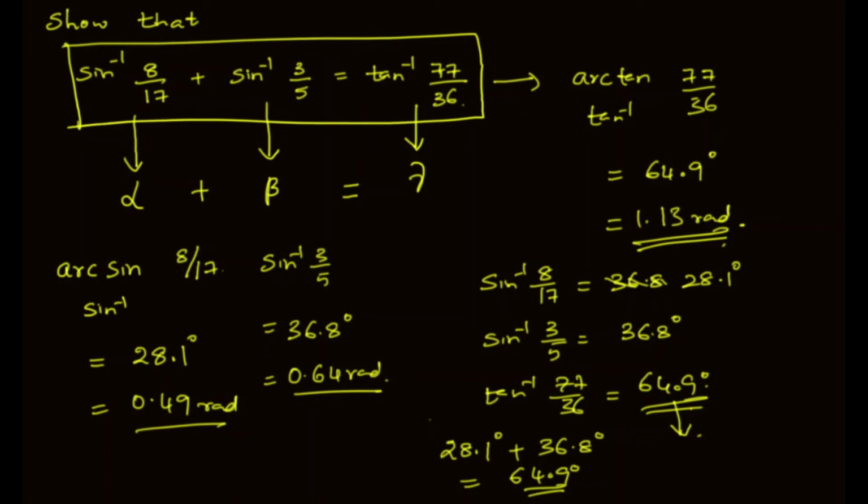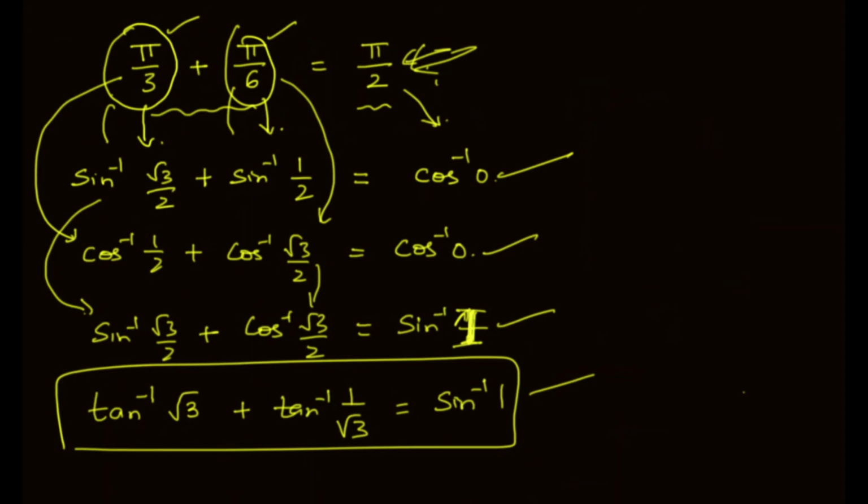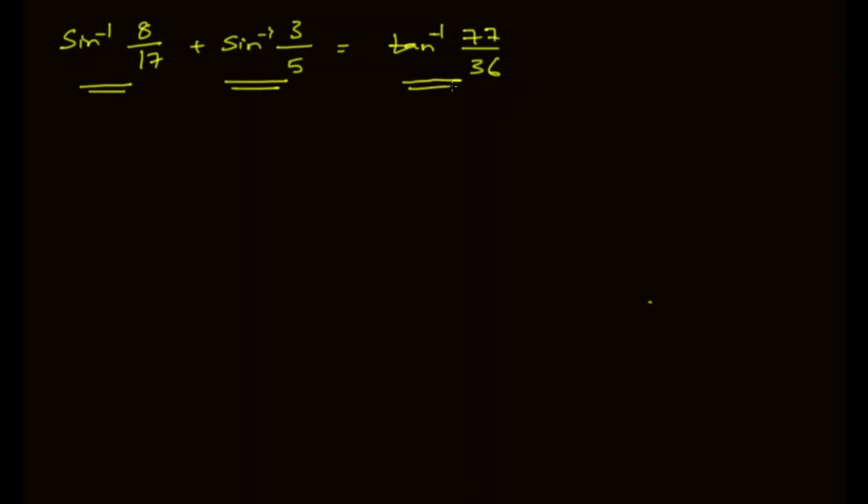Let's take this up and try to solve. It says sine inverse 8 by 17 plus sine inverse 3 by 5 equals tan inverse 77 by 36. Every time you see such kind of equations, you should remember this is representing an angle, this is representing an angle, this is representing an angle. That's all. The sum of two angles is equal to the third angle, and we also saw what the values are.